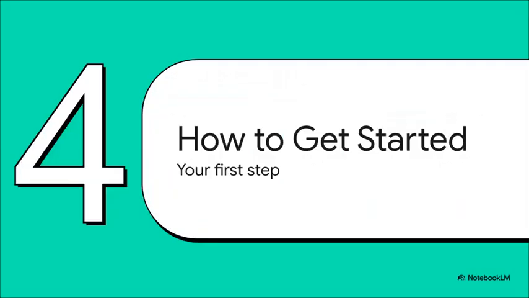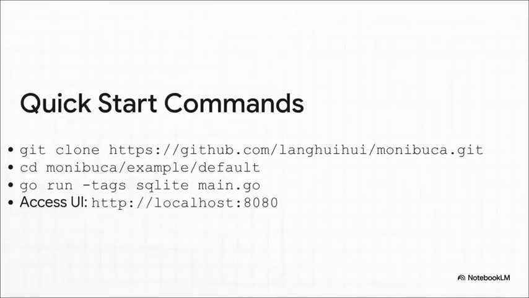So, are you feeling inspired yet? The best part about Monibuca is just how easy it is to get up and running. I mean it. Let's walk through the exact steps to fire up your very own server. It really is this simple. You just clone the repo from GitHub, you change into the example directory, you run one single Go command, and that's it. Within seconds, you'll have a fully functional streaming server running right on your machine, and it even comes with a web interface so you can see what's going on. It's the perfect way to start playing around.